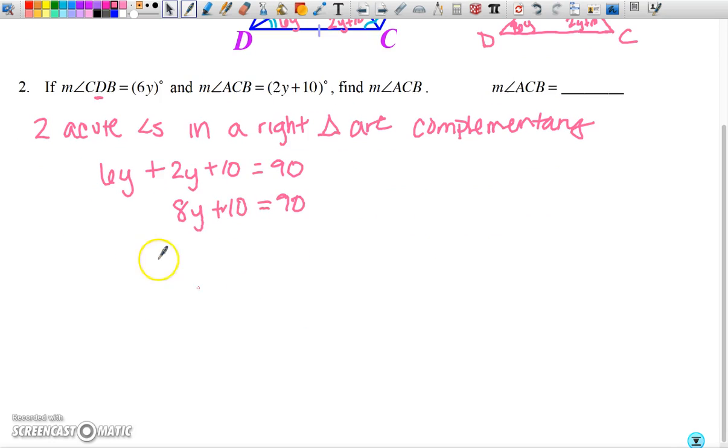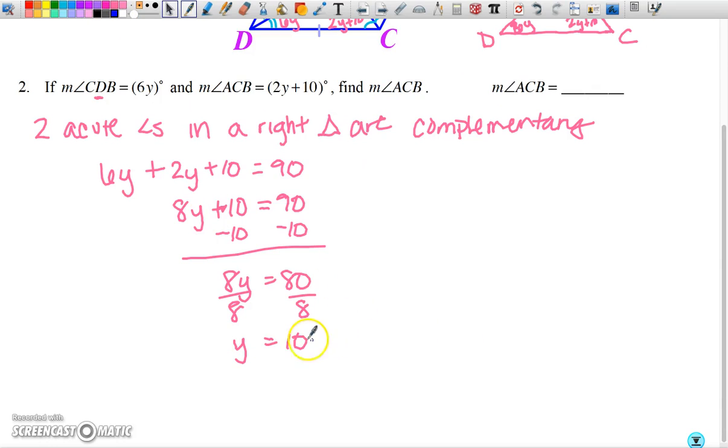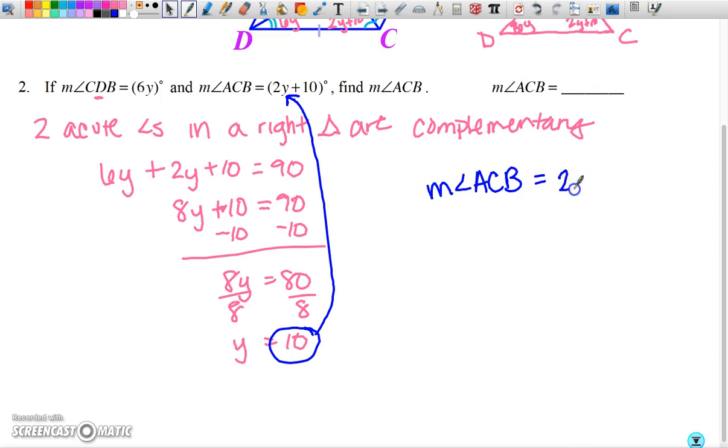And I don't know why the plus sign came out so weird right there. Subtract 10 from both sides of your equation to get 8y equals 80. Divide by 8 and you get y equals 10. But the question is asking you for the measure of angle ACB. So we need to take this 10 right here and plug it in for y right there. So the measure of angle ACB is going to be equal to 2 times 10 plus 10, which is a total of 30 degrees.